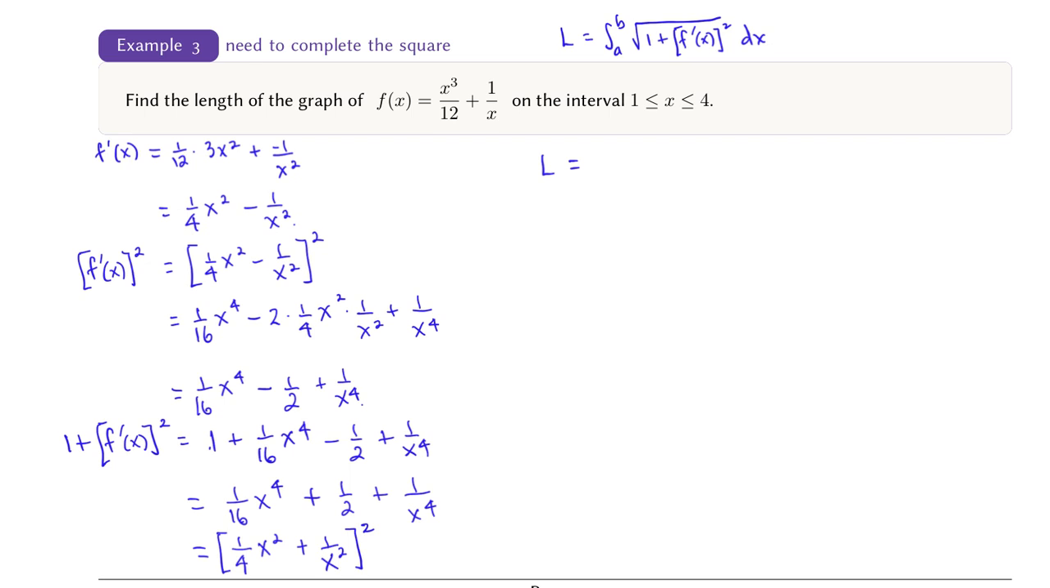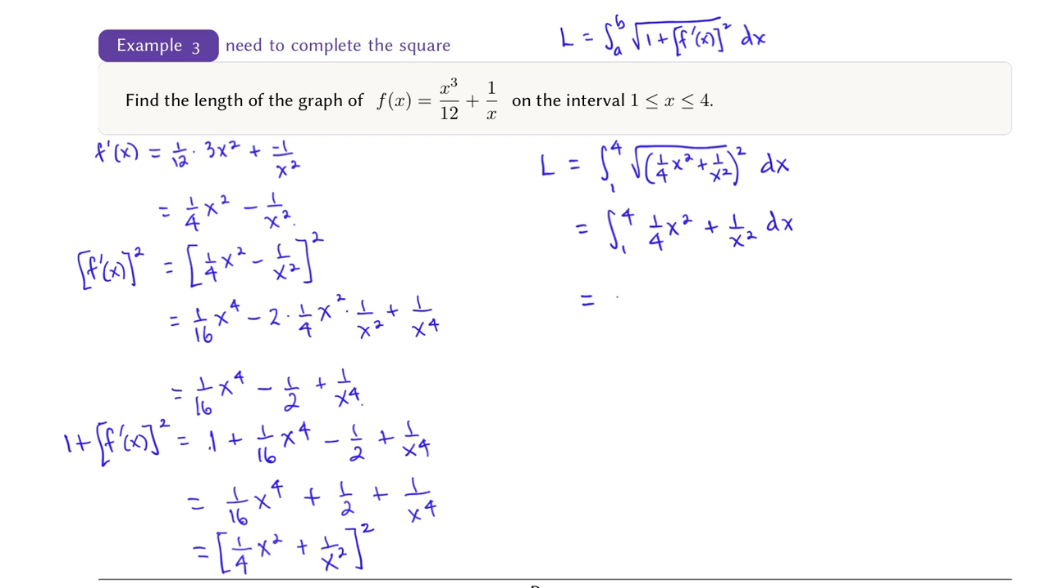The length is the integral from a to b, where a is 1 and b is 4, of the square root of 1 plus f prime of x squared, which we simplify to the square root of 1 over 4 x squared plus 1 over x squared, squared dx. But the square root of the square cancels out, so we end up with the integral from 1 to 4 of 1 over 4 x squared plus 1 over x squared dx.